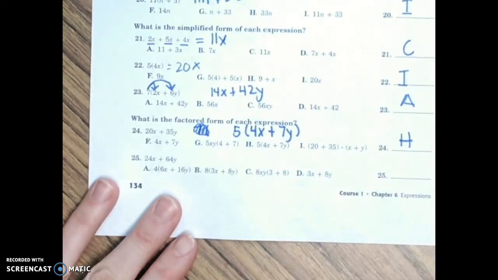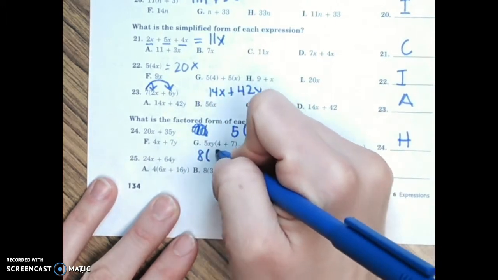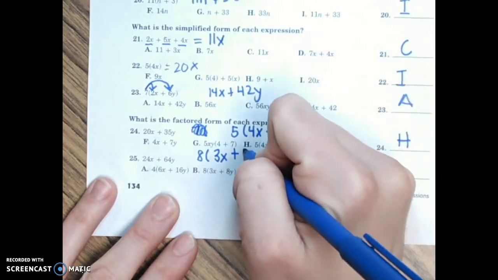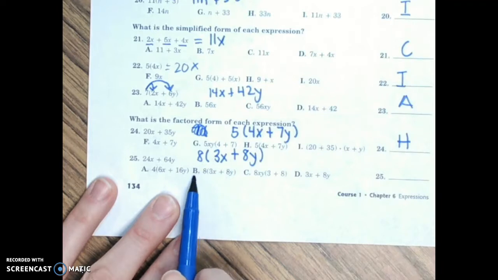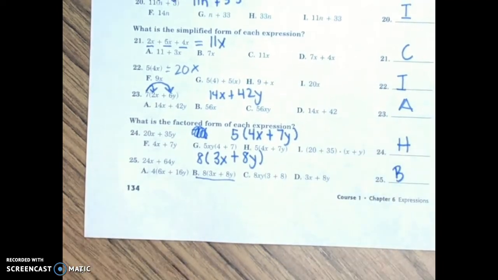And our last one, the number that goes into both of these is going to be 8. 8 times 3x is 24x, and 8 times 8y is 64y. So our answer would be B. Your problems on your test tomorrow will be very similar to these.